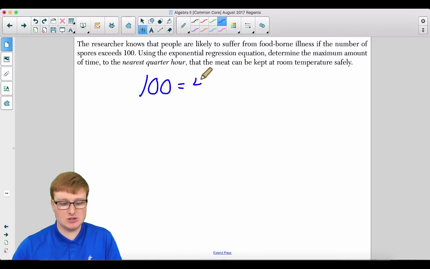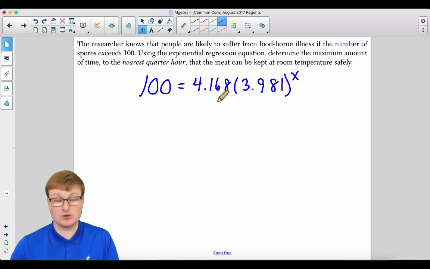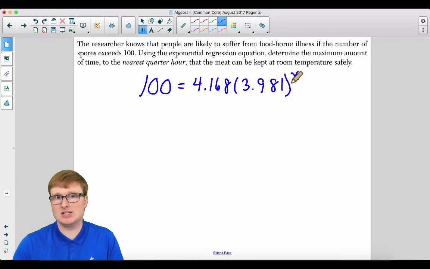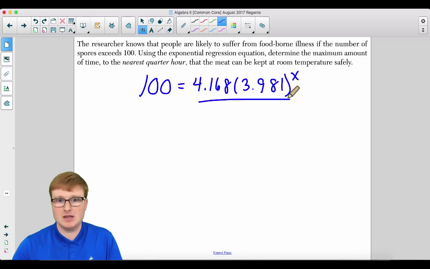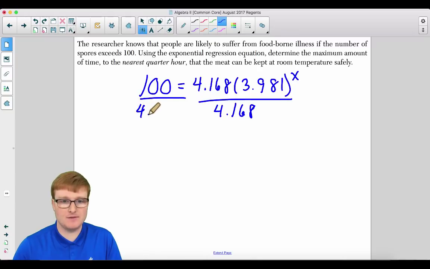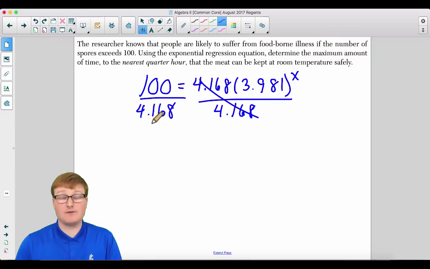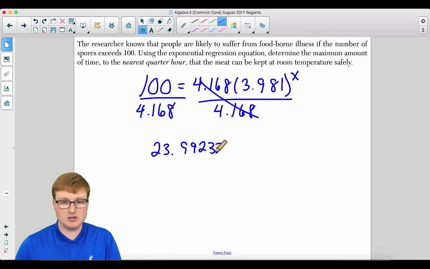So it's 100 is equal to 4.168 times 3.981 raised to the x power. We're going to solve for x. Of course, since x is in the exponent, we're going to be using logarithms. So divide by 4.168, divide by 4.168. 100 divided by 4.168, that's going to be 23.99232. That is equal to 3.981 raised to the x power.